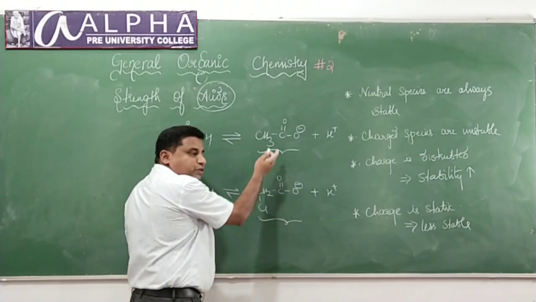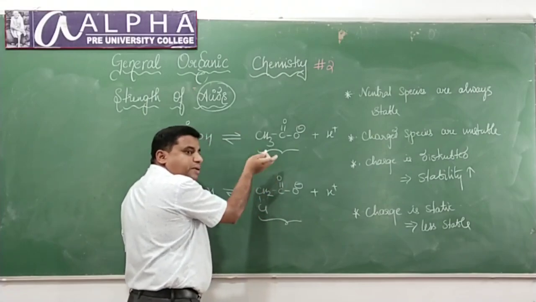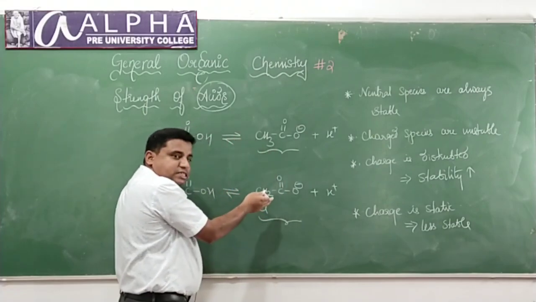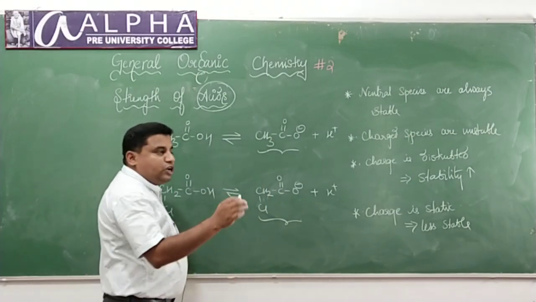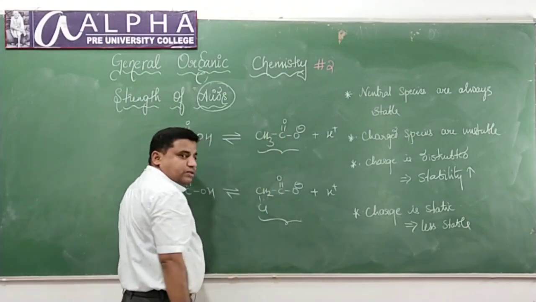Among them, which one is stable? Then that is going to be a strong acid. Which one is less stable? That is going to be a weak acid. Can you please tell me which one is a strong acid and which one is a weak acid?